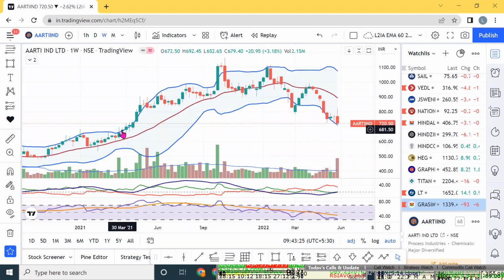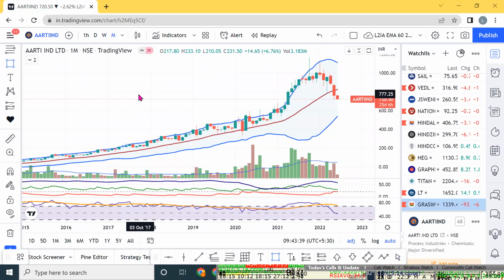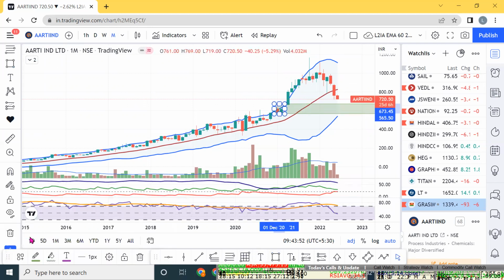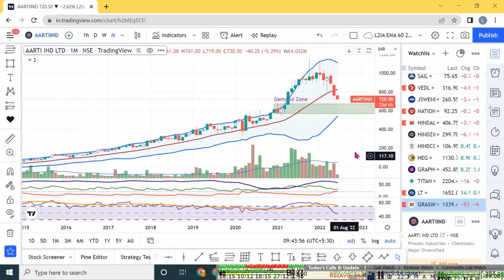Where it can take a support is somewhere here. Here it is already now touching the band. Even here you can see there are too many basing candles, which indicates that the support can be at these levels.